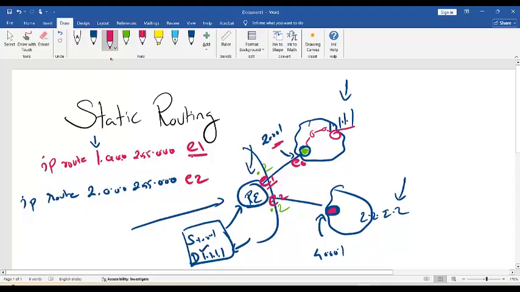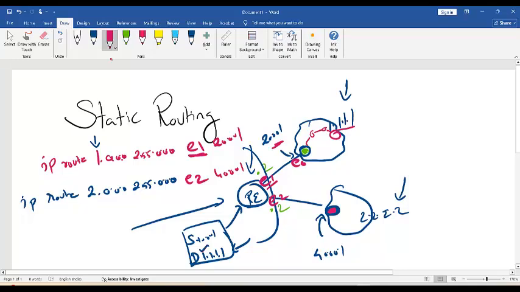Next router's IP address. You can also give both interface and IP address. That's up to you, but any one is enough. But if you want to give both, you can give both. Do you understand?